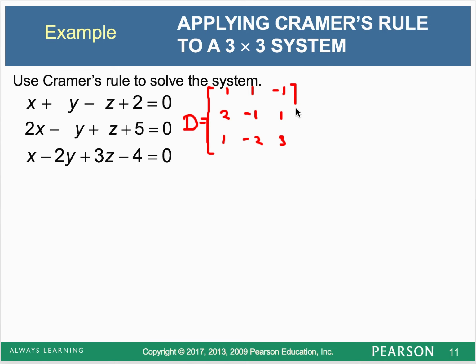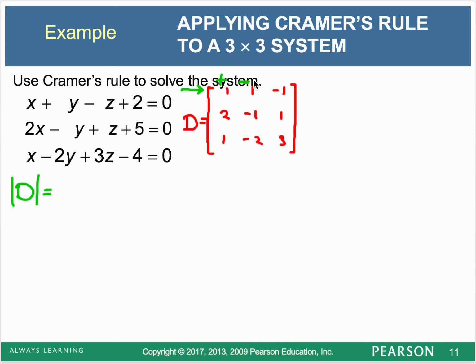And remember, if this is 0, then we don't even need to finish the problem this way. We need to choose another method. It'll mean there's infinite solutions or no solution. So first, before I go any farther and do a bunch of extra work, let's just see what the determinant for D is. We can go across any row or down any column. Looks like this is just as good a row as any to go across.